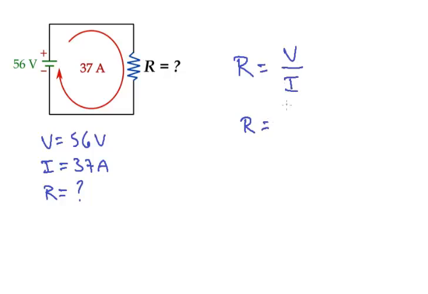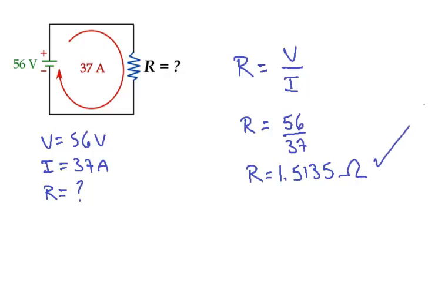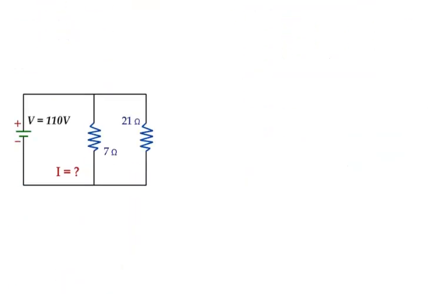So the resistance will be, in this case, 56 divided by 37, which gives you an answer of 1.5135 ohms. And that's it. So another one.